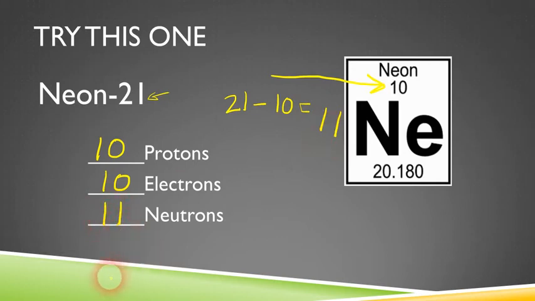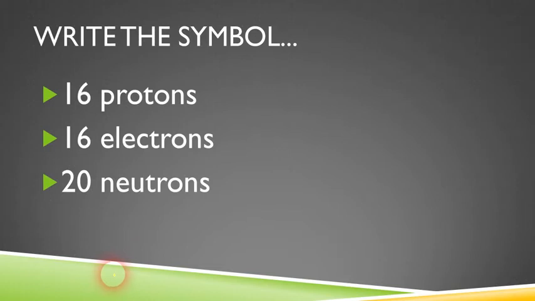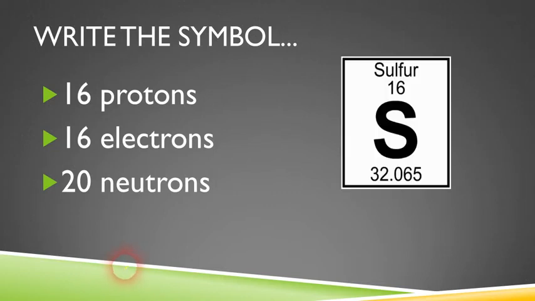Let's try another example. This time we have to write the symbol. Something that has 16 protons, 16 electrons, and 20 neutrons. Well, what symbol is that? It might help if we have the periodic table. There's the periodic table square. We see that it is sulfur that has the atomic number 16. So we're going to put an S here. And where does that 16 go? On top or on bottom? It goes on the bottom.